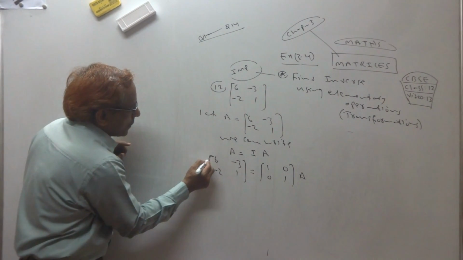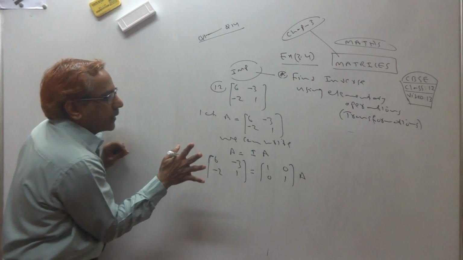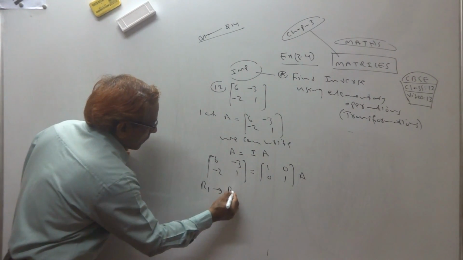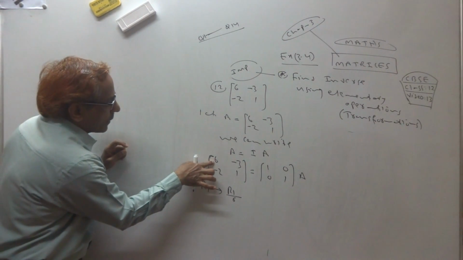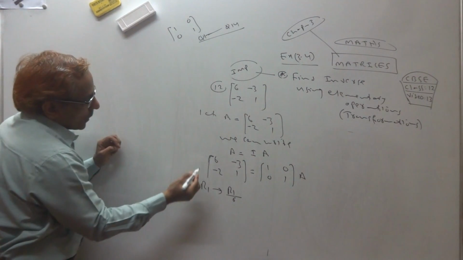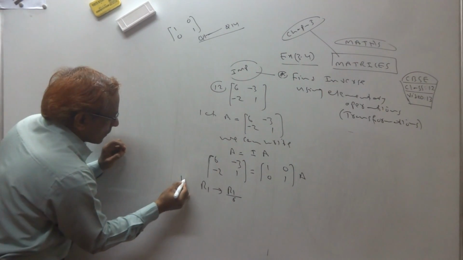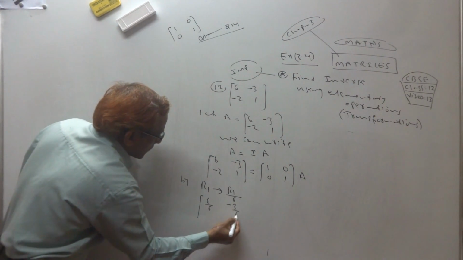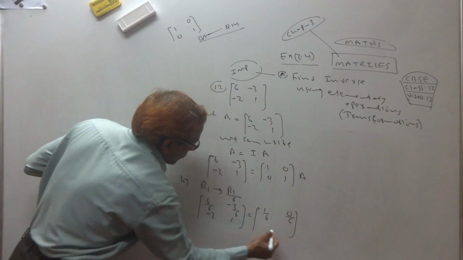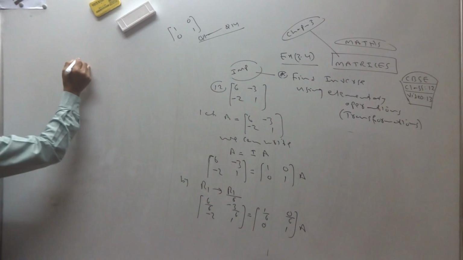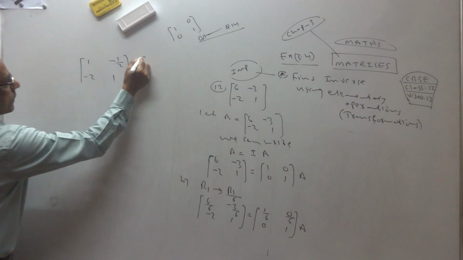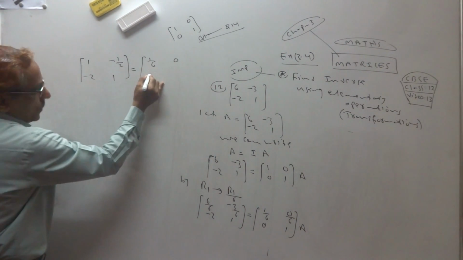Okay. So for getting 1, sometimes you will not get the idea. Then you can take this operation, R1 divided by 6, because I need 1 here always. We need it like this: 1 0, 0 1. So R1 divided by 6. 6 by 6, 3 by 6, 1 by 6, 0 by 6. So what I am getting? 1, minus 1 by 2, minus 2 1, 1 by 6, 0, 0 1.